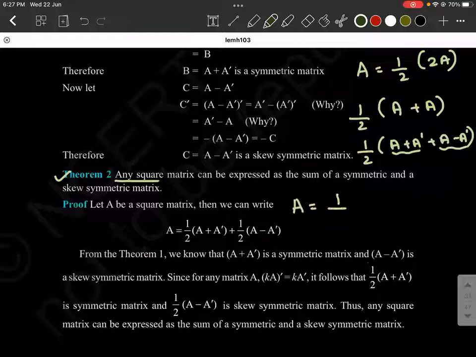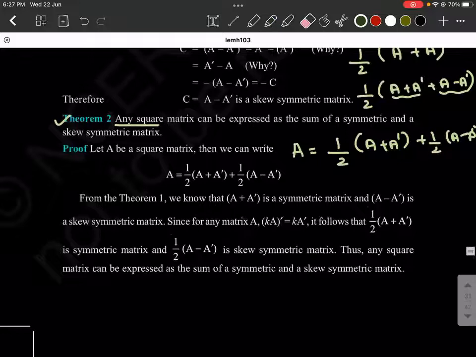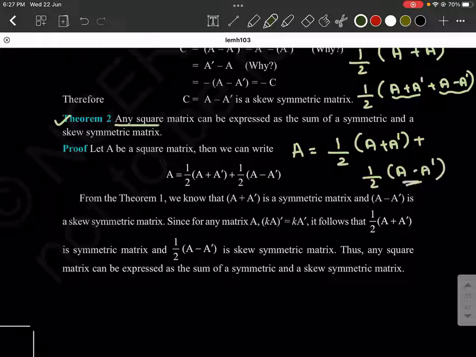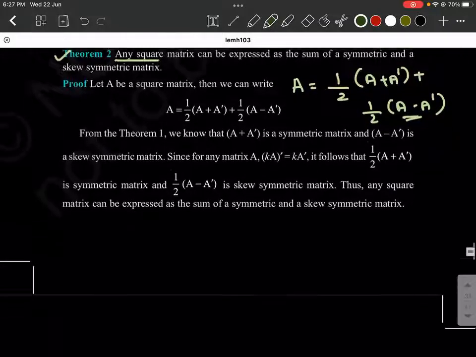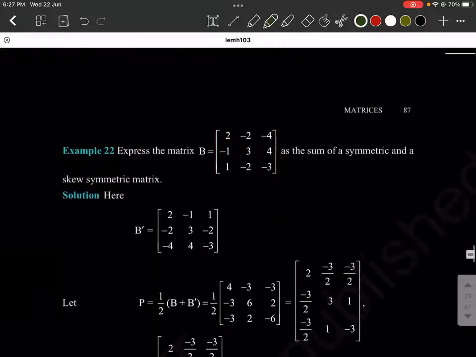So from this I can write A is equal to half into A plus A dash plus half into A minus A dash. Is that clear, guys? Is it clear? So these are all the properties that we need to understand.